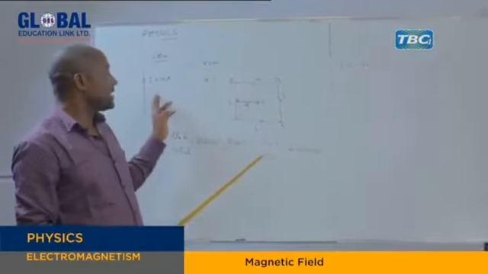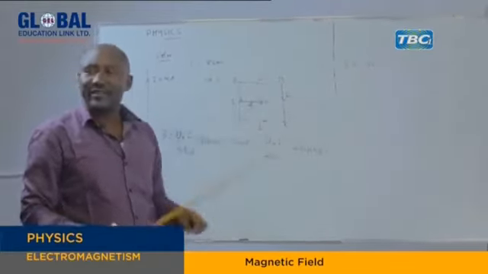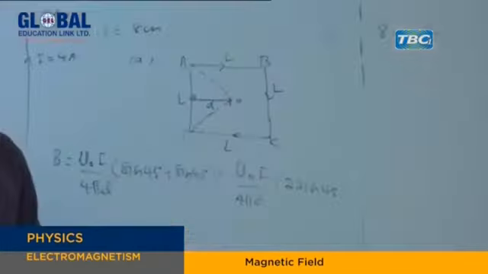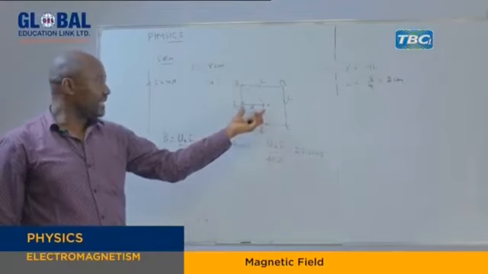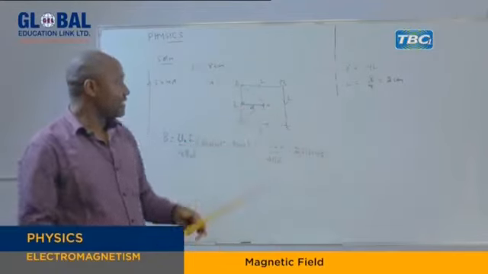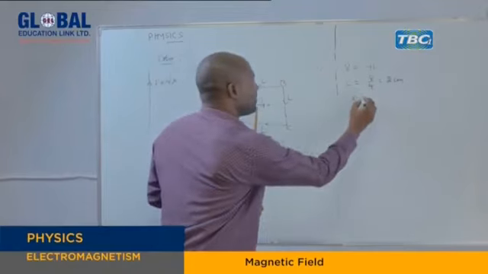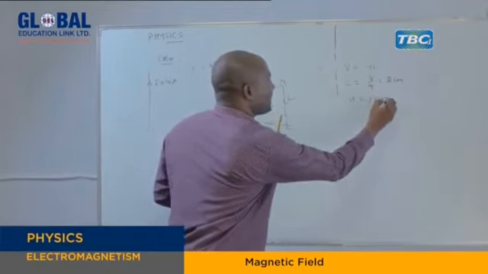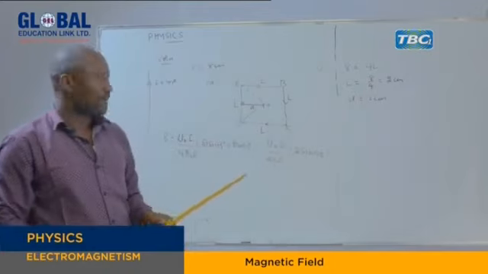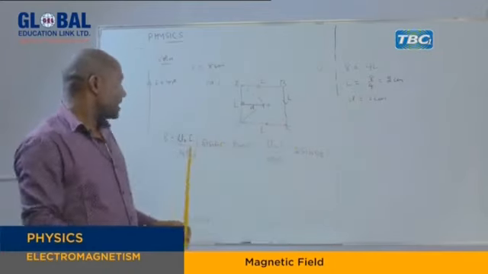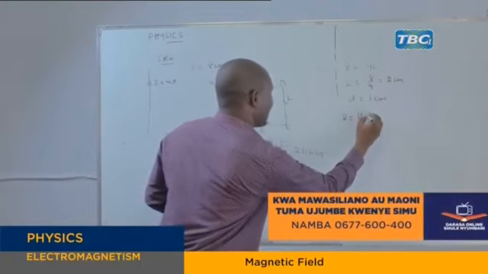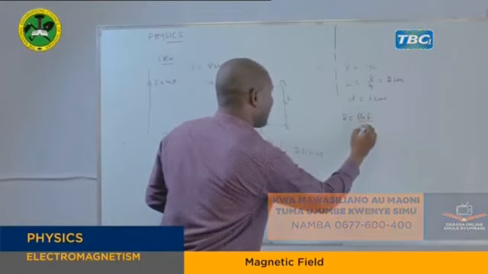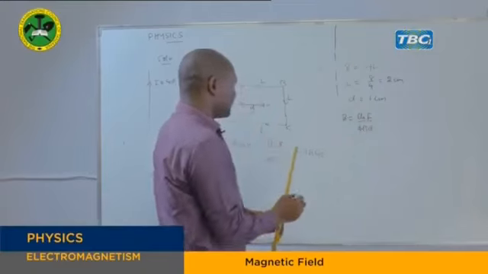The length is 8, but if you find the circumference of the square, it will give us the same length. We know the length of the square, and from there you can find D. D is half of this length, so our D equals 1 centimeter. So by knowing D, you plug into the formula, B equals mu I over 4 pi D.